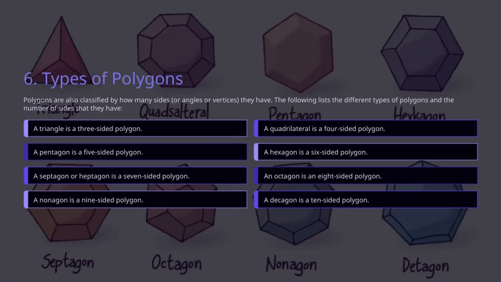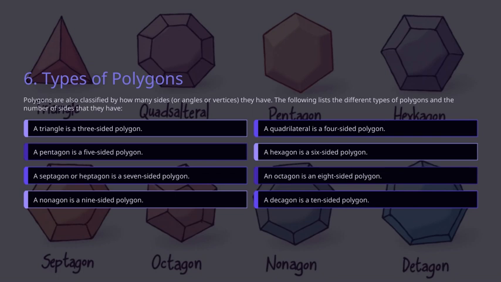Now, let's explore the different types of polygons based on the number of sides they have. As we've seen, polygons are classified by their sides, angles, or vertices. For example, a triangle is a 3-sided polygon, so it has 3 sides and 3 angles. Moving on, a pentagon has 5 sides, which is pretty straightforward. When we talk about a septagon or heptagon, we're referring to a 7-sided polygon. Both terms are used interchangeably. A nonagon, on the other hand, has 9 sides, which makes it a bit more complex.